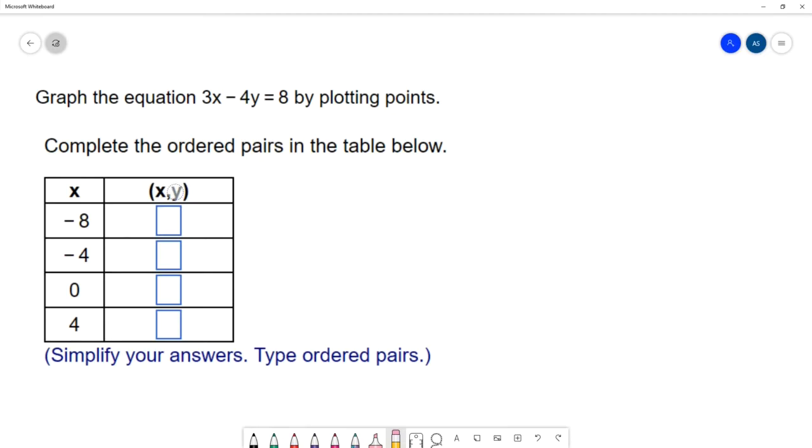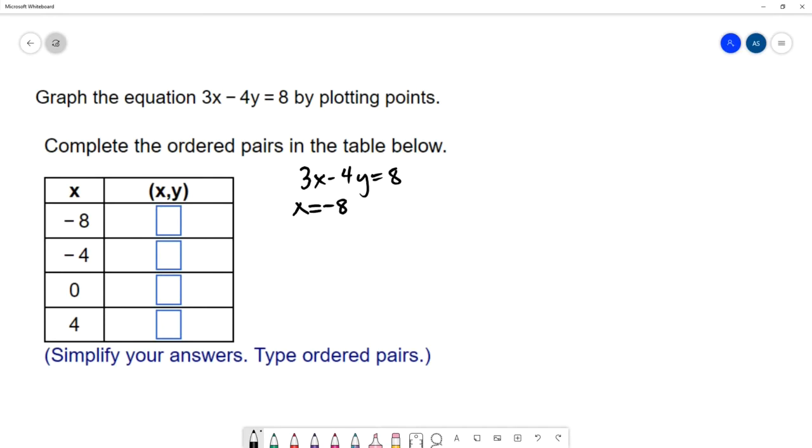So we need to figure out the y value, and then when we type our answer, we don't just type the y value, we type the whole ordered pair. It also specifies down here to type ordered pairs as our answers. So we have our equation 3x minus 4y equals 8, and we're going to let x equal negative 8.